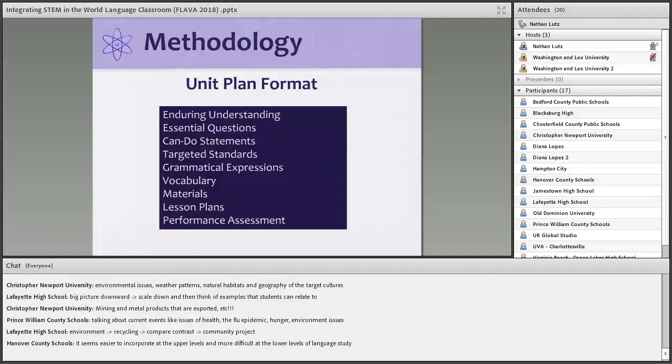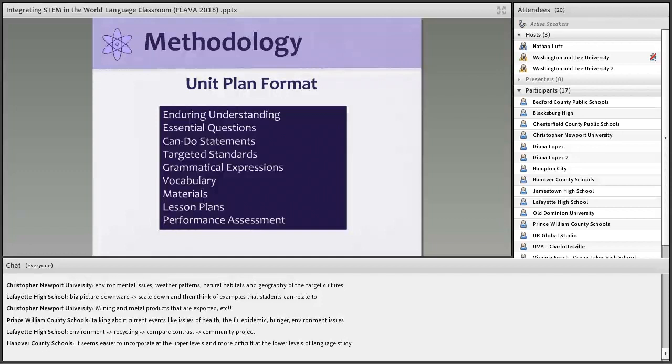And then we include can-do statements that we craft ourselves that are based on both the language and the content that is related to the particular unit that we're looking at. And then we put the targeted standards for this particular unit. We do both the ACTFL standards for language learning, and then we also put in the Next Generation Science Standards if it's a unit that comes from science.